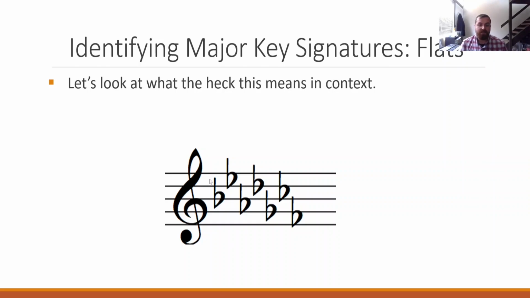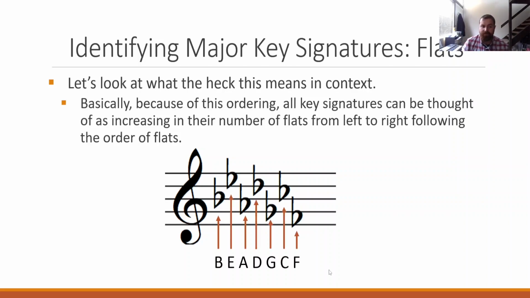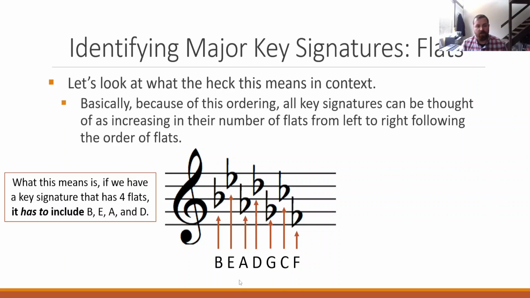So this is the most complicated or the most intricate flat key signature in that it has all 7 flats that could be possible. We have 7 unique notes in a scale, so in this case it would be like every single note has a flat on it. Basically, because of this ordering, all key signatures can be thought of as increasing in the number of flats from left to right, like this, following the order of flats. So, once again, to reiterate an example I just said before, if a key signature has 4 flats, those 4 flats must be B, E, A, and D.